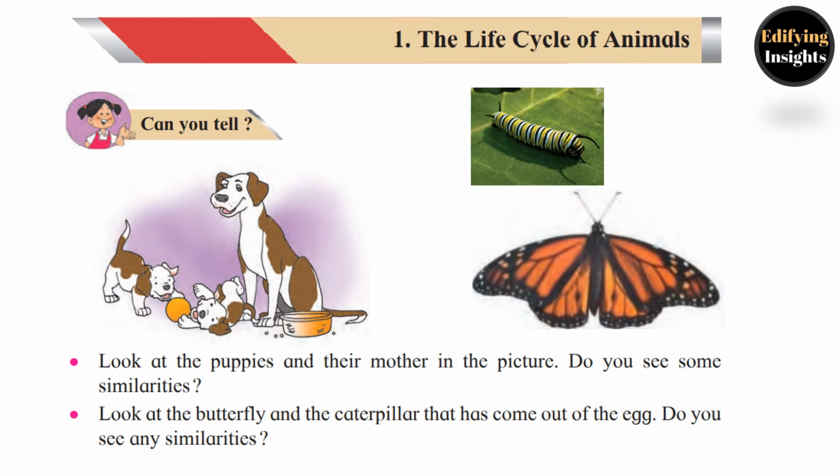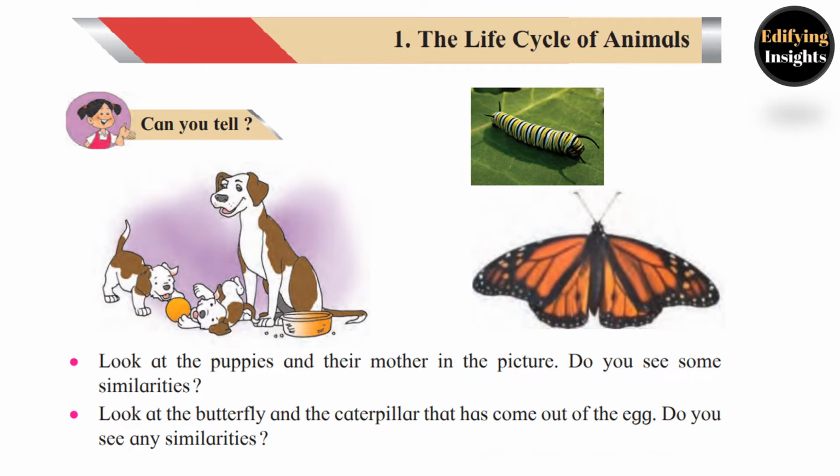Chapter 1, the life cycle of animals. Look at the puppies and their mother in the picture. Do you see some similarities? Yes, children, when we observe the puppies and their mother, they look similar. Their features, their color, everything is same. Only thing is the puppies look smaller in size and the mother dog looks bigger in size.